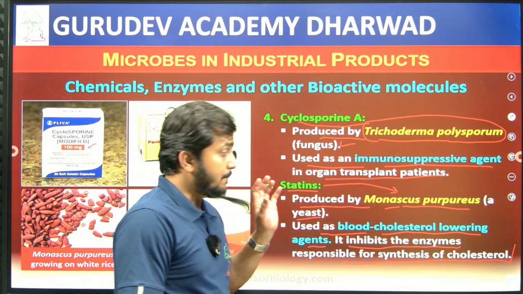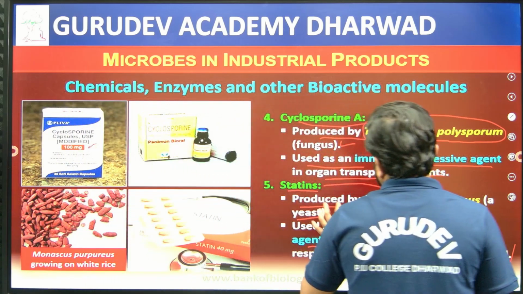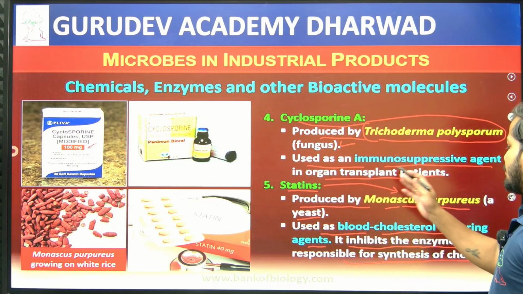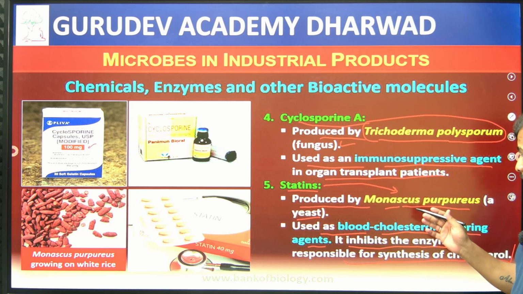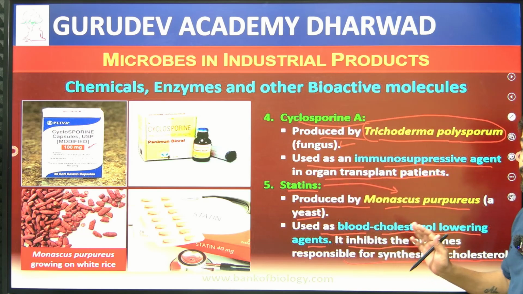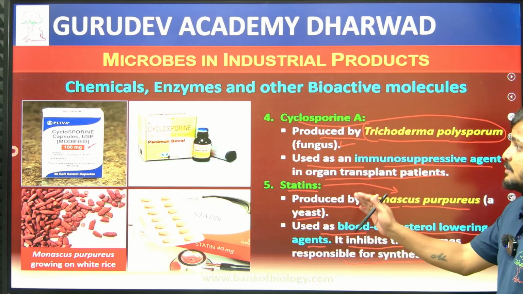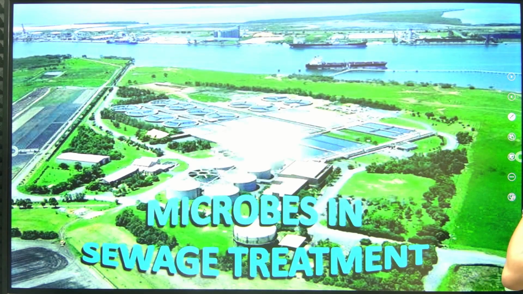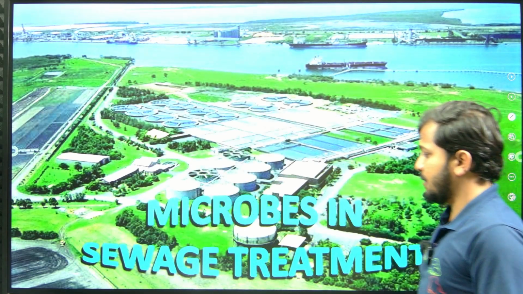A yeast, or particularly what? Fungi they produce. So you should remember these names. Statin, which is actually isolated from Monascus purpureus, right. And this statin is used for what purpose? Blood cholesterol lowering agent. So these are all the things we have to remember with respect to the CET concern, right.